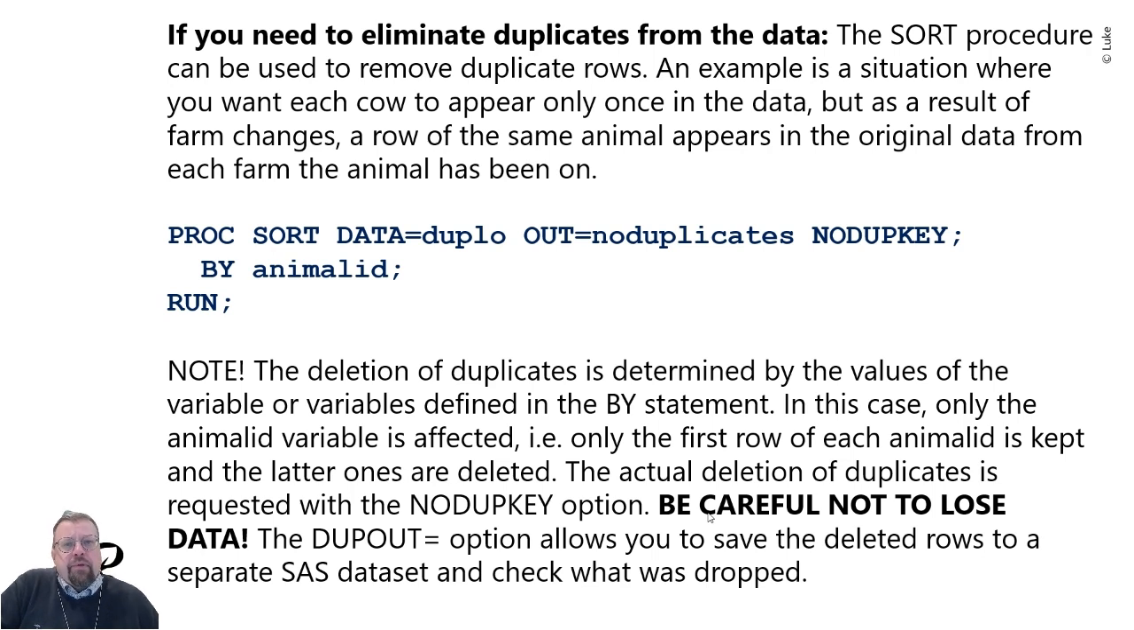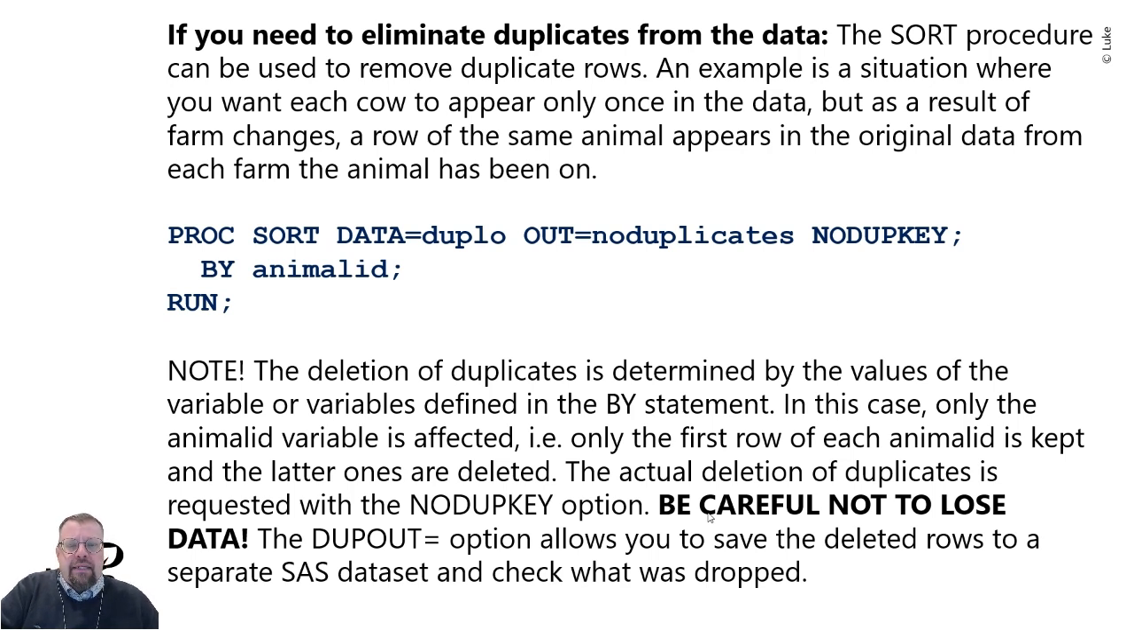For example, there might be a situation where you have, let's say, tens of thousands of rows in your dataset, each representing one animal. But there might be a case that if the animal changes the farm over the years, then the same animal might appear several times in the dataset. And for that reason, for some analysis purpose, you might need to only have each animal once, so you might want to delete the duplicate rows.